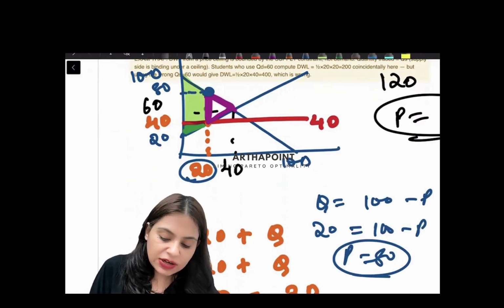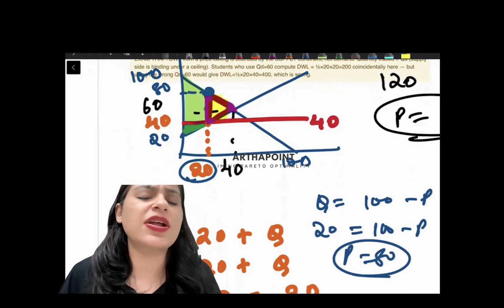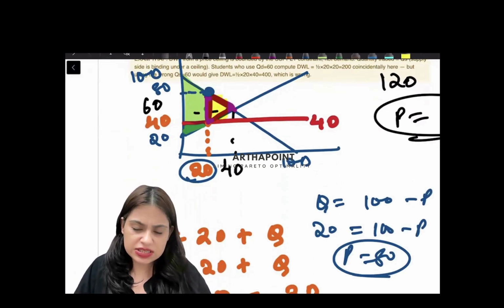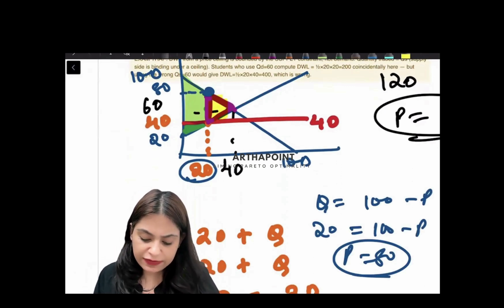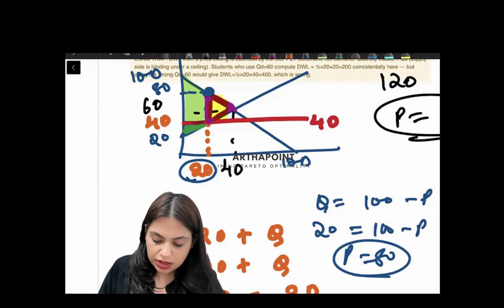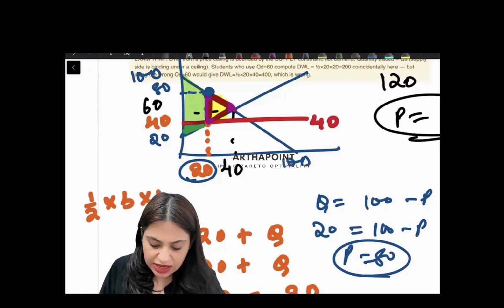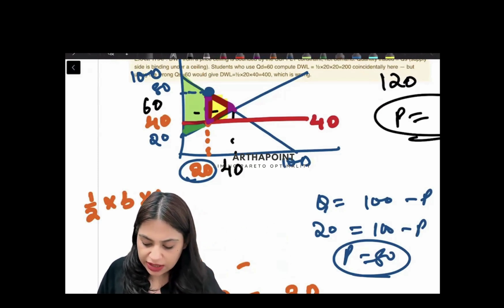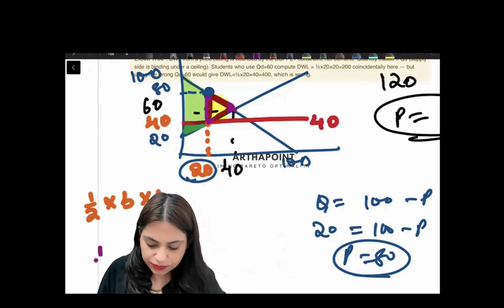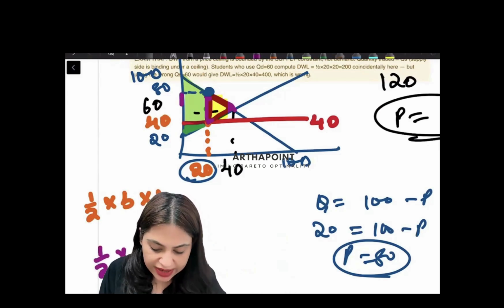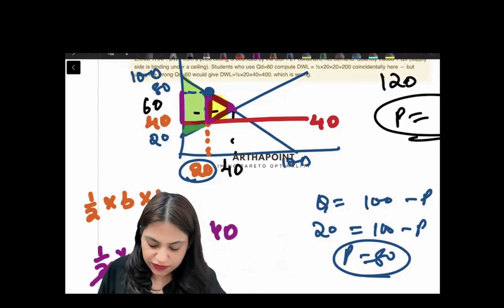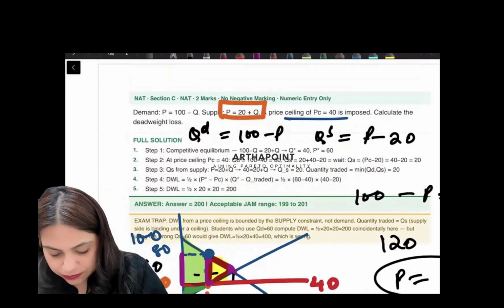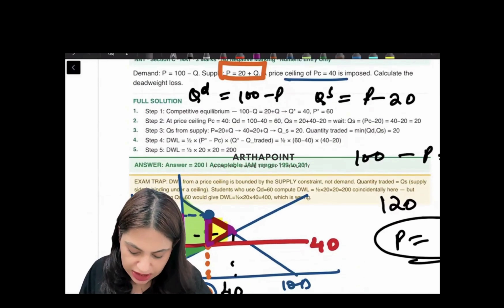Now if we have to find the deadweight loss, we have done this multiple times in our live lectures. I have done many questions on this and we have discussed it in great detail. If I have to find the deadweight loss, it will be the area of this triangle. So it will be half into base into height. Let's find the area of this triangle. Half into 20 into height. Height is this 40. So it will be 400. So the deadweight loss will be 400.